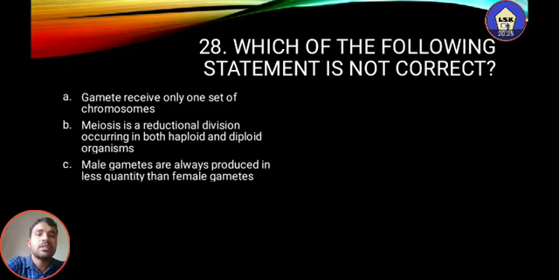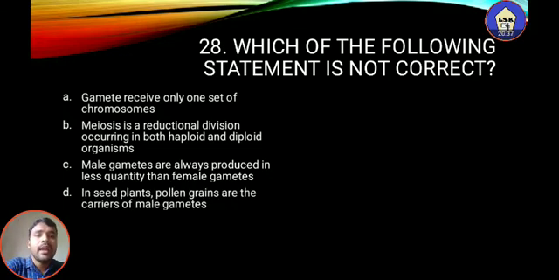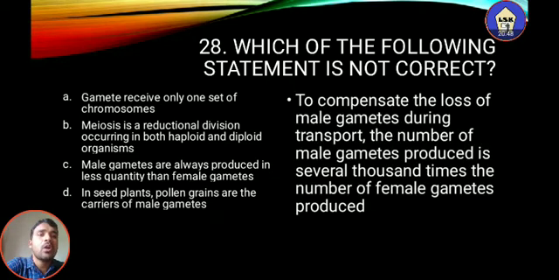Let us move to option C. Male gametes are always produced in less quantity than female gametes. Always. This is not true for all living organisms. Option D. In seed plants, pollen grains are the carriers of male gametes. I think this is perfect. In seed plants, pollen grains are the carriers of male gametes. So, which option will be the right answer?